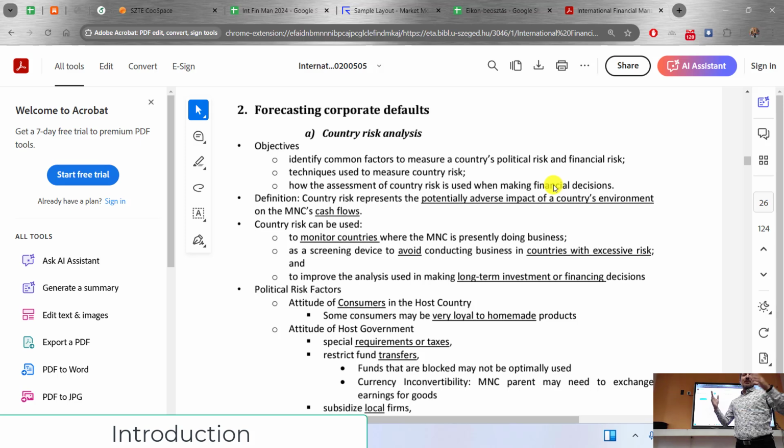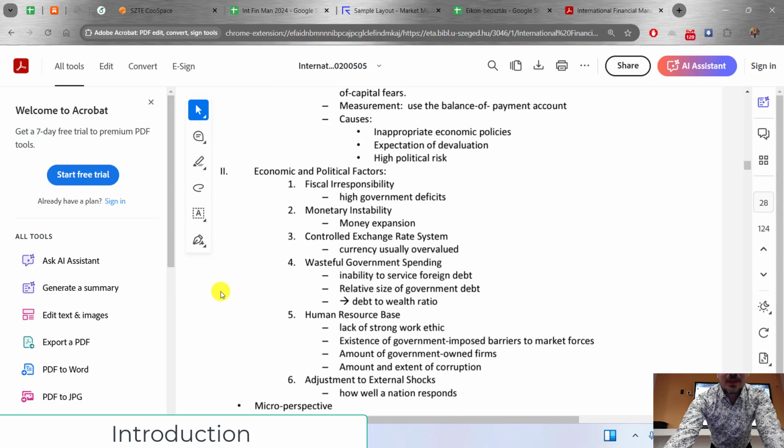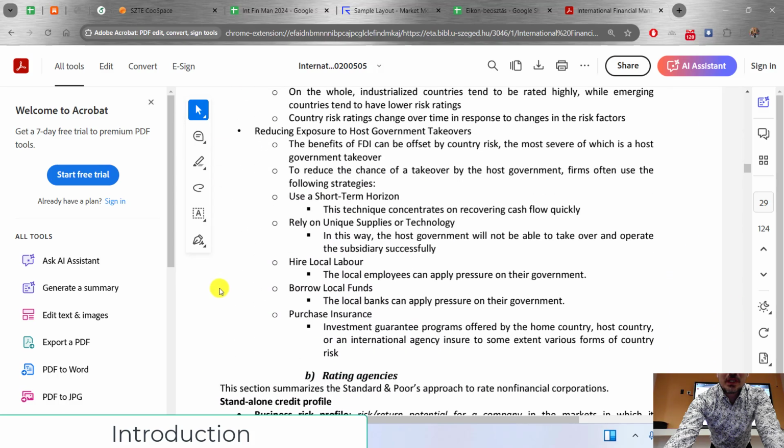Not just to talk about the funny part, where we can see what the added value of our project is, but also to talk about what the probability of defaulting is. So the book nicely talks about country risk, and then it starts to talk about political risks, financial risks, but also at the lecture, we highlighted the problem that this is just one side of the picture.